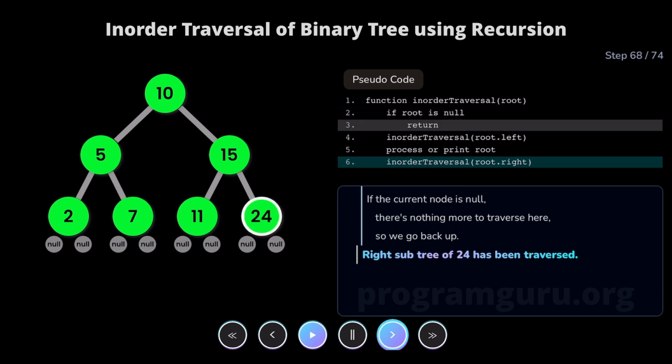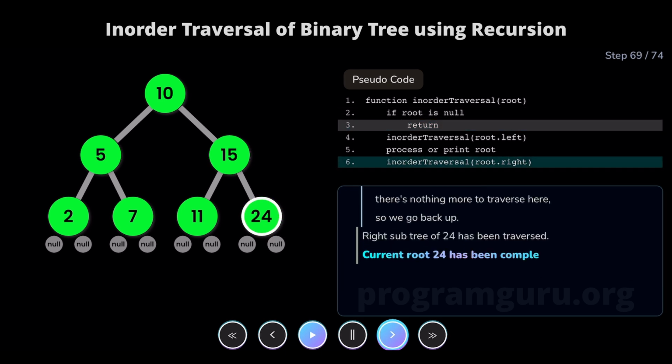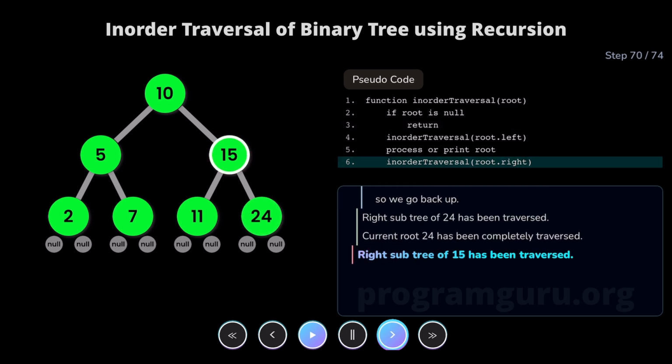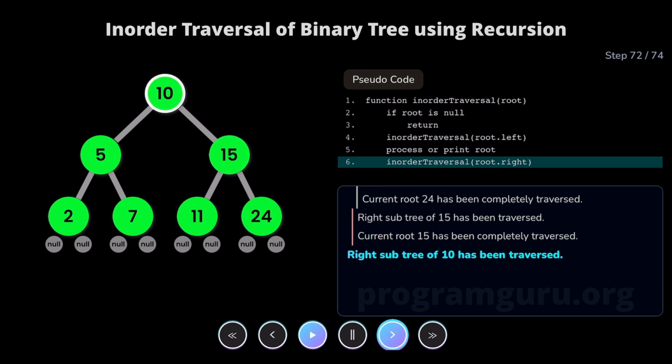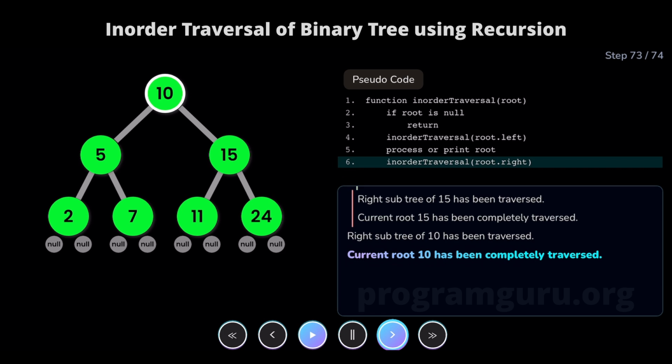Right subtree of 24 has been traversed. Current root 24 has been completely traversed. Right subtree of 15 has been traversed. Current root 15 has been completely traversed. Right subtree of 10 has been traversed. Current root 10 has been completely traversed.